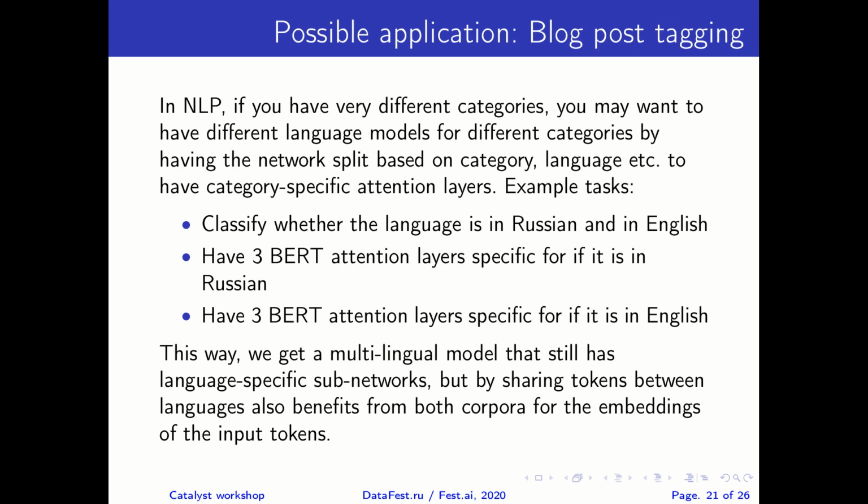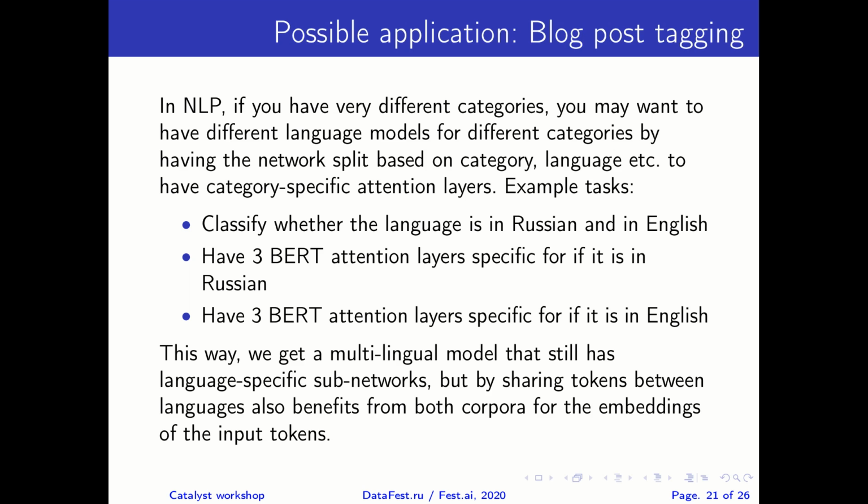Another task would be in NLP. So this is not computer vision specific. In NLP, if you have very different categories, you may want to have different language models for different categories by having the network split based on the category inside the network. So for example, you would have a binary classification branch which predicts whether the language is in Russian or in English, and then you have 3 BERT attention layers specific for if it is in Russian, and 3 BERT attention layers specific for if it is in English. This way we get a multilingual model that still has language-specific subnetworks, but by sharing tokens between languages, it also benefits from both corpora for the embeddings of the input tokens.